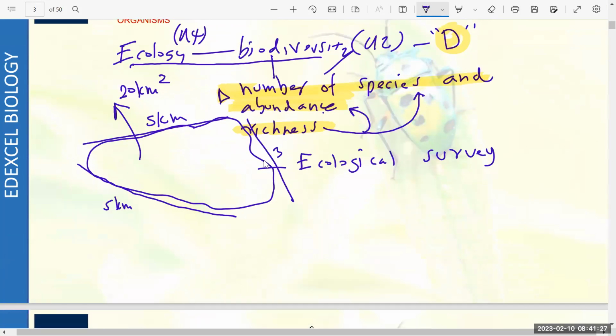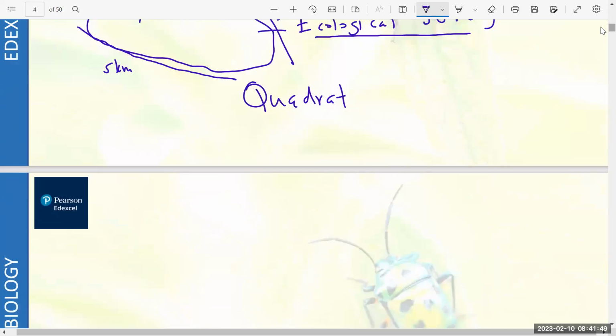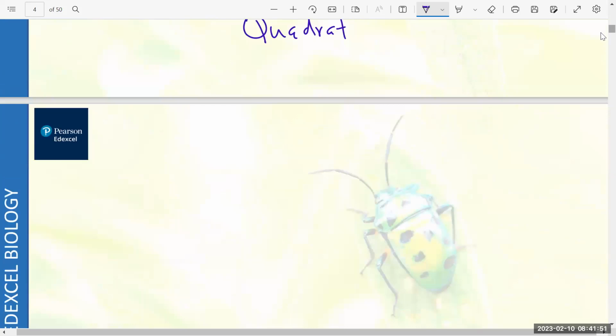So if this is a task we have to do, we have a method for this ecological survey. The method is called the quadrant method. Okay, let's try to understand how we do the quadrant method.